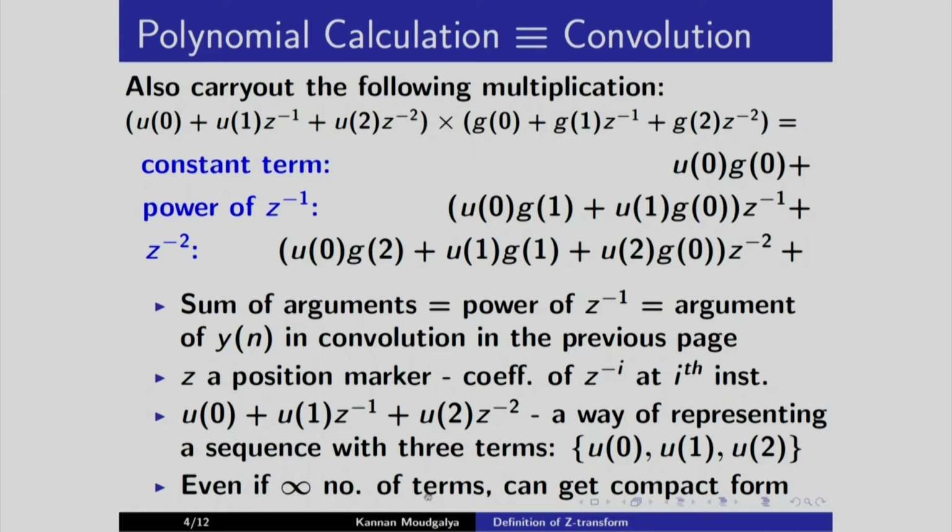So the question is, can I get a compact form even if there are infinite terms? Here is an example with 3 non-zero terms. So we got only 3 entries summed here. What if there are an infinite number of terms in this u? Then we will have a polynomial in z power minus 1 with an infinite number of terms. We will show that it is possible to express that sum in a compact form under some conditions. But before that, we will motivate why we want to do this.